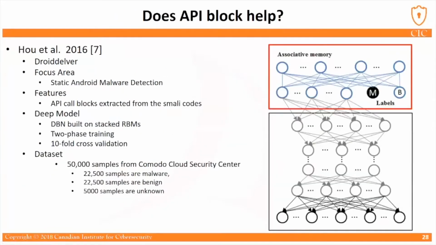The next one doesn't use API calls, but the blocks of API calls. So they categorize those API calls that are from the same library, and they focus on static Android malware detection. So they don't classify or categorize the malware. And their deep model is a deep belief network based on a stacked restricted Boltzmann machine, and two-phase training, the pre-training and fine-tuning, as I said previously. And tenfold cross-validation is used. Their dataset is from Comodo Cloud Security, about 50,000 samples.